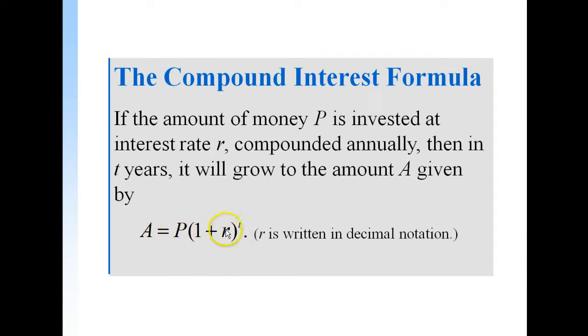And keeping in mind the rate is written in decimal notation. And A is the amount that that principal grows through T number of years. All right, there's a nice formula.